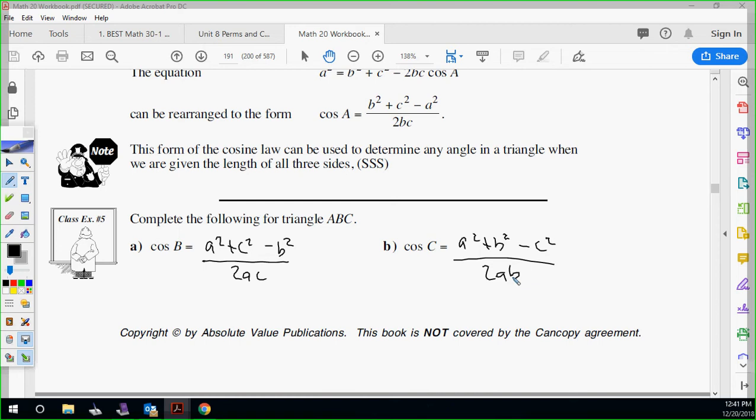Oh, sorry. 2AC. No, that's right. This was wrong. This says 2BC on the bottom. Okay. All right, we're going to do 2 examples of that and call it a day. Call it a break.